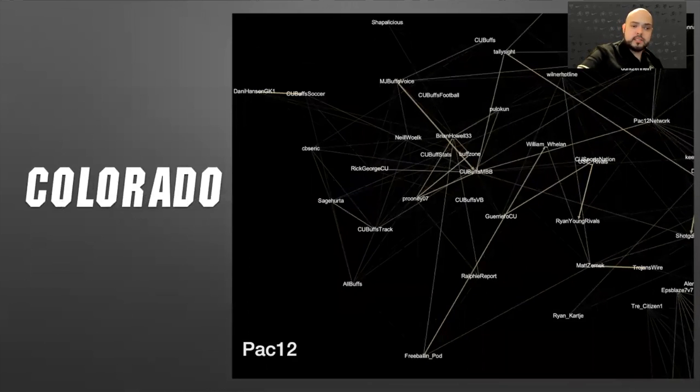First, we'll look at Colorado. This is for the Pac-12 tournament. As expected, most of their connections are people related to CU, such as Mark Johnson, the AAD, and other athletic department teams. But we also see some people such as the Free Ballin' Boys, Will Whalen, some of the writers that are covering the Buffs, and more of the bloggers and fans that you see. But there's not a lot of interaction.